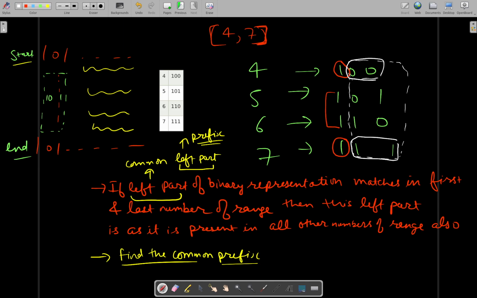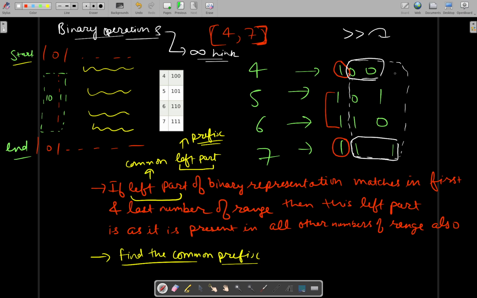So what we can do is, for those of you who are not familiar with binary operations, I'll also try to provide a link to an article where you can read about binary operations. I'll try to find something on this. What I can tell you is there is a right shift operation which shifts the bits towards the right.